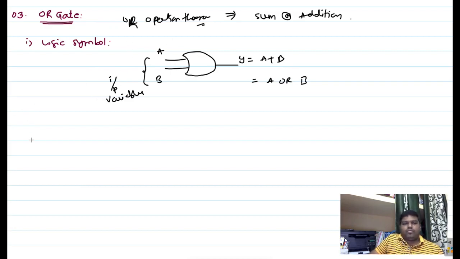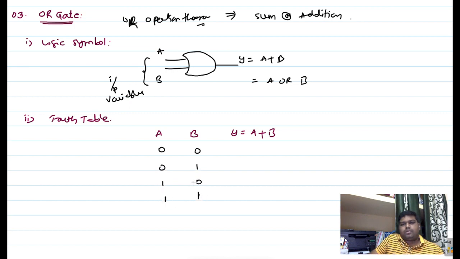And next we can move to the truth table. Here we have two inputs, A and B, and the output Y equals A plus B. Two variables means we have four possibilities: 00, 01, 10, 11. Now you can perform addition between these two variables. 0 plus 0 means 0 only, 0 plus 1 means 1, 1 plus 0 means 1, and 1 plus 1 means 1 only. This is not binary addition, this is OR operation.